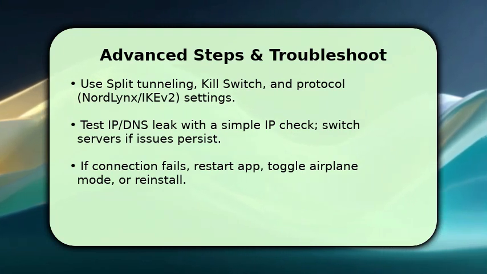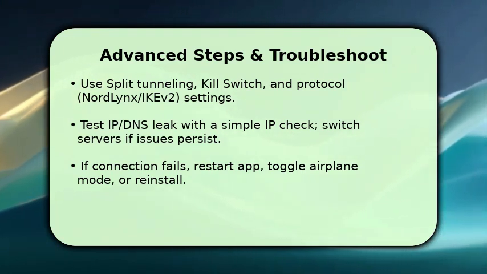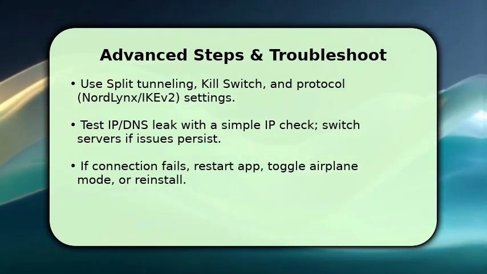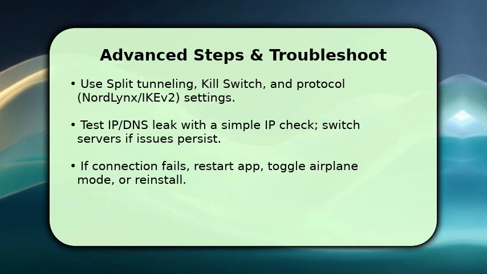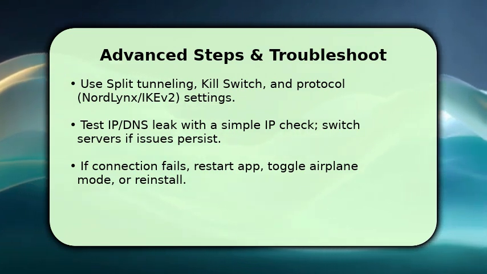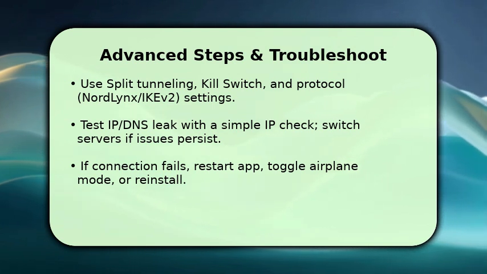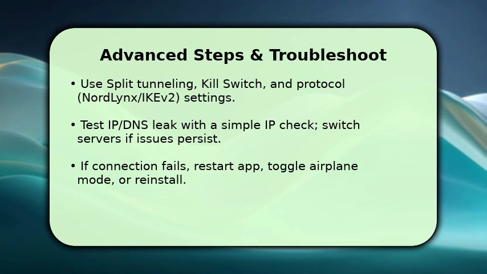Open Settings to enable Kill Switch for system-wide protection, set split tunneling for selective apps, and choose a protocol, NordLynx for speed or IKEv2 for stability. Once configured, verify your IP and DNS via a quick check to confirm encryption.